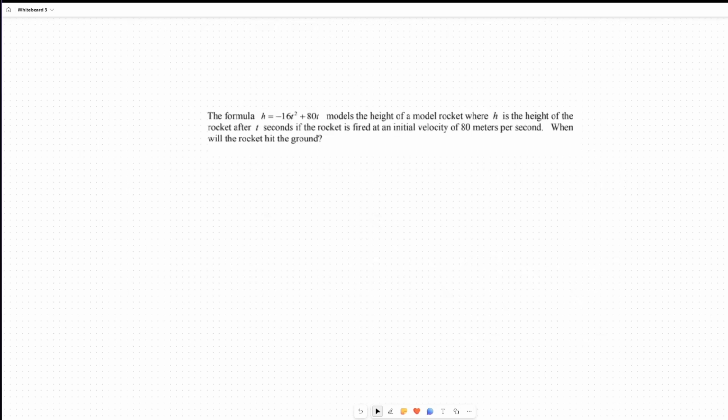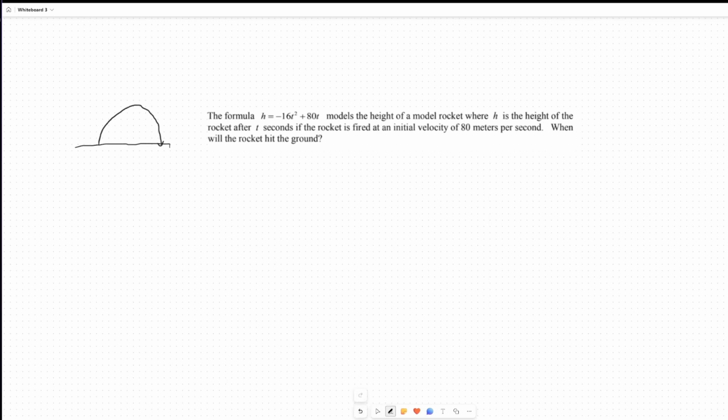It says the formula h equals negative 16t squared plus 80t models the height of a model rocket where h is the height of the rocket after t seconds. If the rocket is fired at an initial velocity of 80 meters a second, when will the rocket hit the ground? So they're launching a rocket and then it's hitting the ground at some point. We need to figure out when it will actually hit the ground.